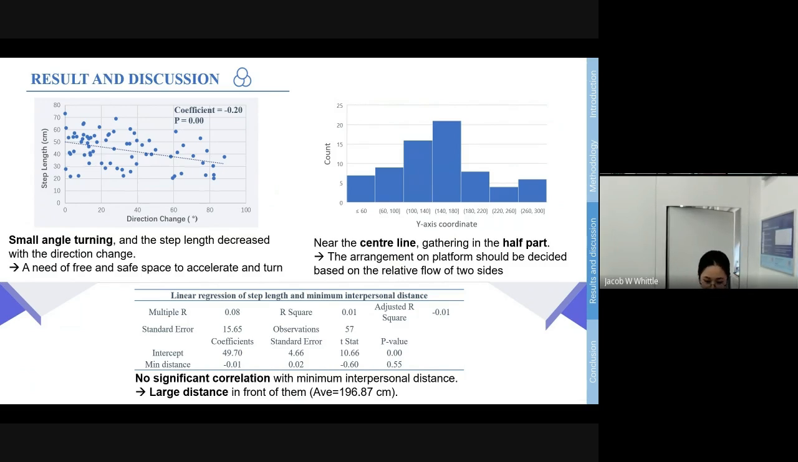In the last table, we can see that there is no significant correlation between the step length and the minimum interpersonal distance, but that is a little bit against our intuitive assumption. But the reason may be that the samples I got always maintain a large distance in front of them, and the average distance reached about 200 centimeters.